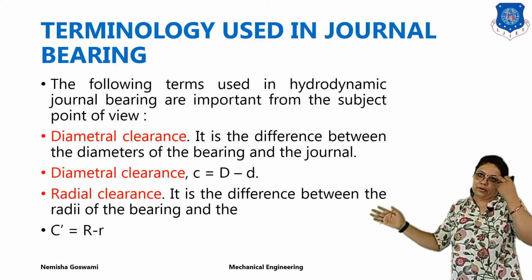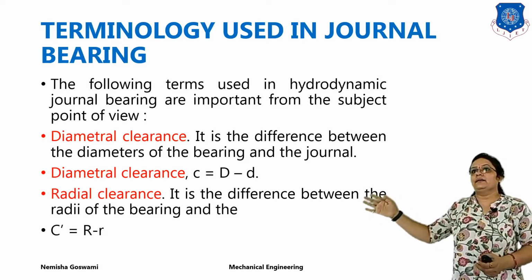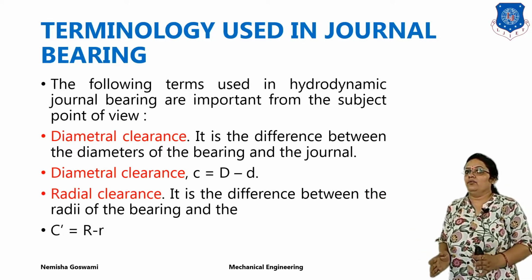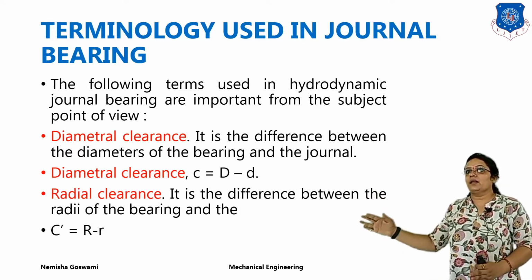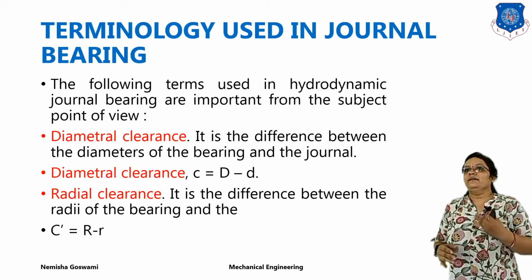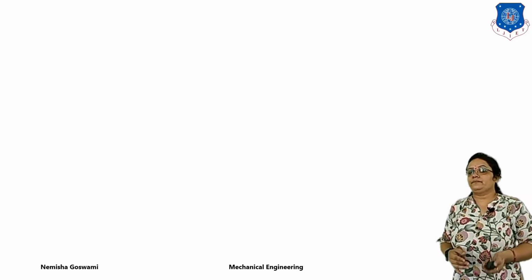So C dash is equal to R minus r, where capital R is the radius of the bearing and small r is the radius of the journal.